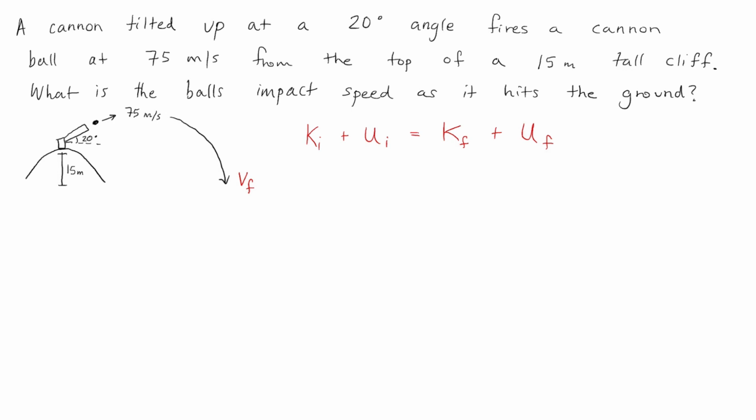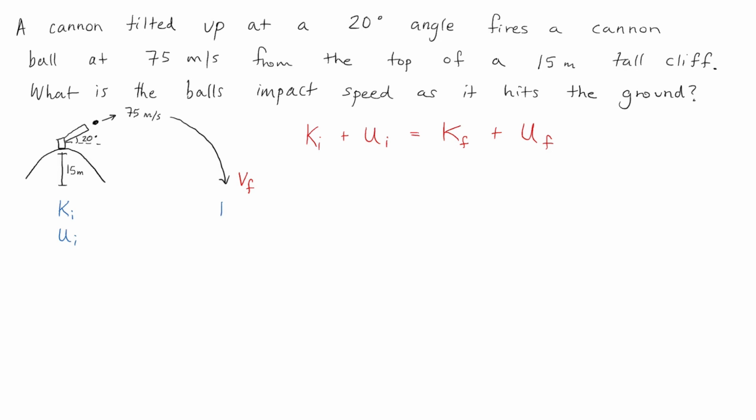So let's think, can we cancel out any of these terms? Looking at our initial conditions, we know the cannonball is going to have some initial kinetic energy because it's shot out of the cannon with a velocity of 75 meters per second. We also know that it'll have some initial potential energy because the cannon is 15 meters above the ground.